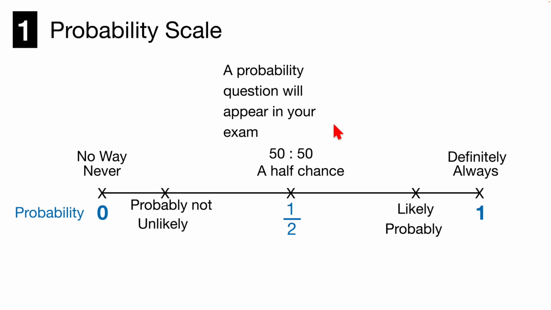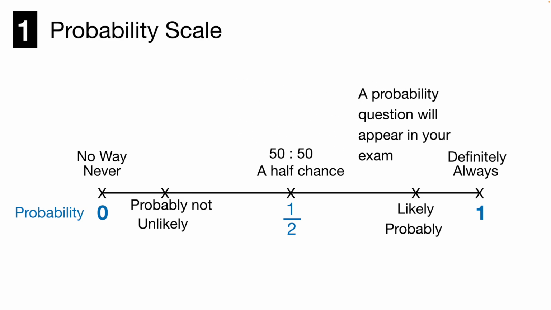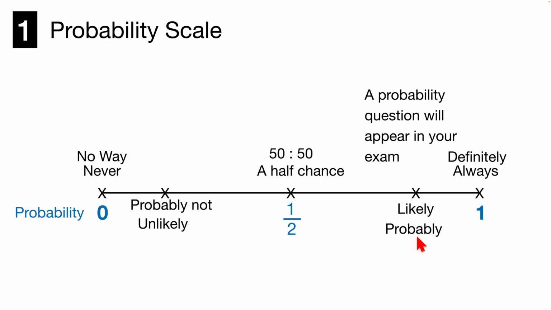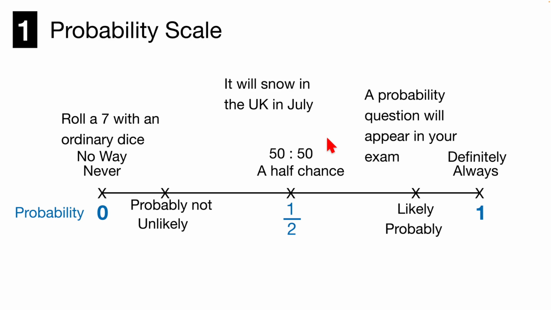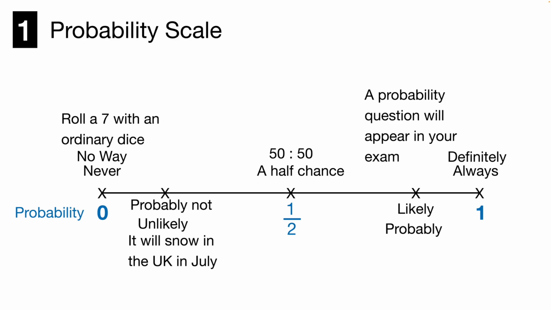A probability question will appear in your exam. Right, it is likely, it is probable, but it's not certain. Even if history suggests probability is the most popular question. Roll a 7 with an ordinary dice. 0 chance. It's never going to happen. It will snow in the UK in July. This is an actual question. Probably not, but not absolutely impossible. You get a volcano, things get cold, it can snow. So there you are, so a little spread.